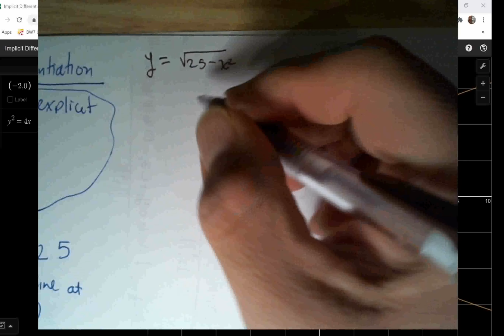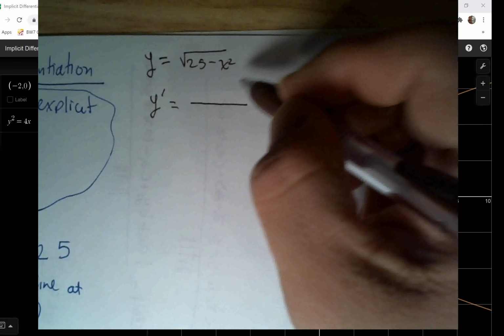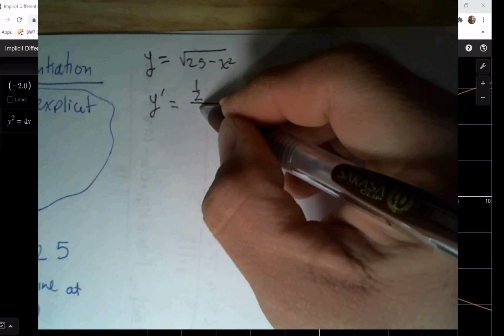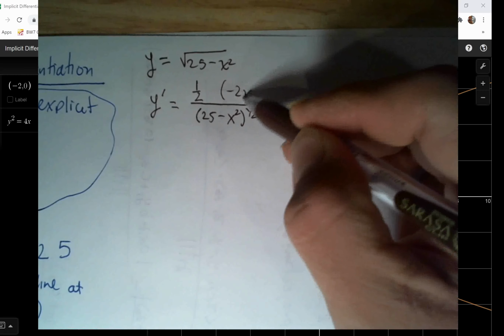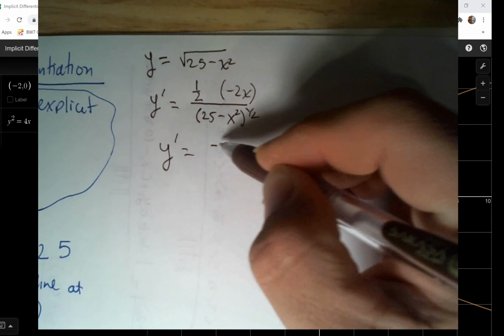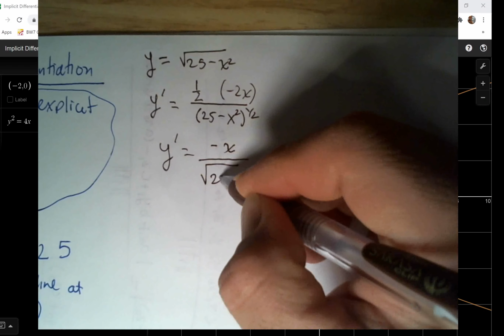And now let me find y prime. Power rule, 1/2, bring it out to the front. Then we get negative 1/2, so 25 minus x squared to the negative 1/2. Chain rule, multiply by the inside, gives me negative 2x. So we get y prime equals negative x over the square root of 25 minus x squared.